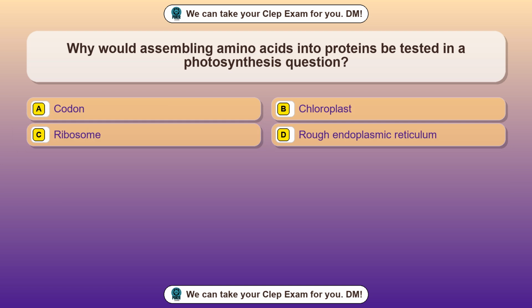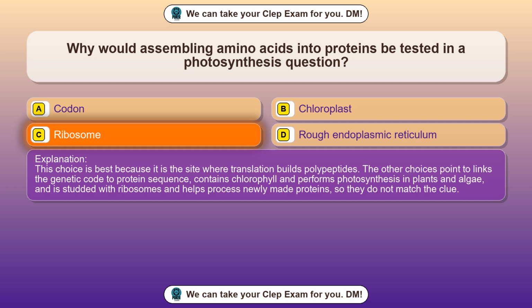Question 94. Why would assembling amino acids into proteins be tested in a photosynthesis question? Option A, codon. Option B, chloroplast. Option C, ribosome. Option D, rough endoplasmic reticulum. The correct answer is option C, ribosome.